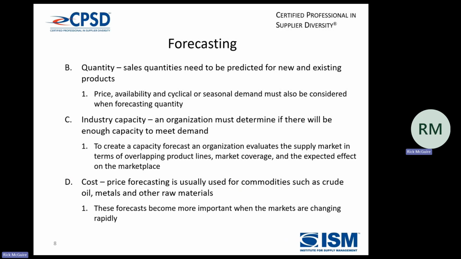And then cost. Price forecasting is usually used for commodities such as crude oil, metal, true commodities, raw materials. These forecasts become more important when the markets are changing rapidly. So here they're trying to guess at what the cost of the oil or the metals will be in the near future.